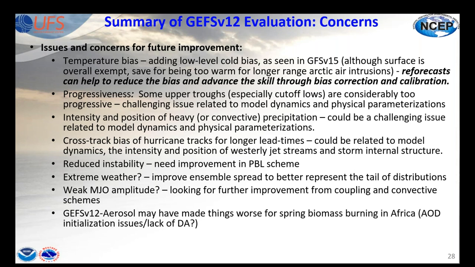The instability in the boundary layer, we still need a lot of improvements in the PBL. Extreme weather, the ensemble spread is better. However, we need to improve to represent the tail of distributions. The MJO, the propagation is good, but the amplitude still is weaker compared to the observations. The aerosols may have made things worse for spring biomass burning, maybe due to the COVID-19 situation or something else that we need to continue looking into.